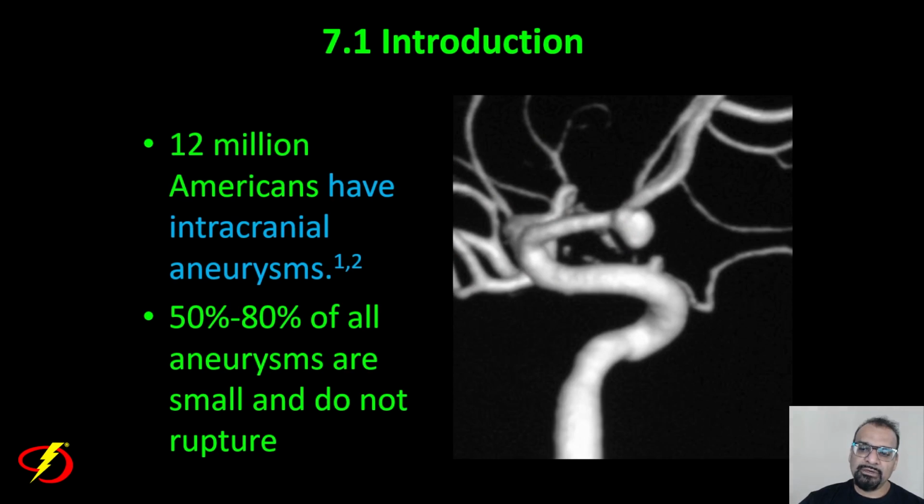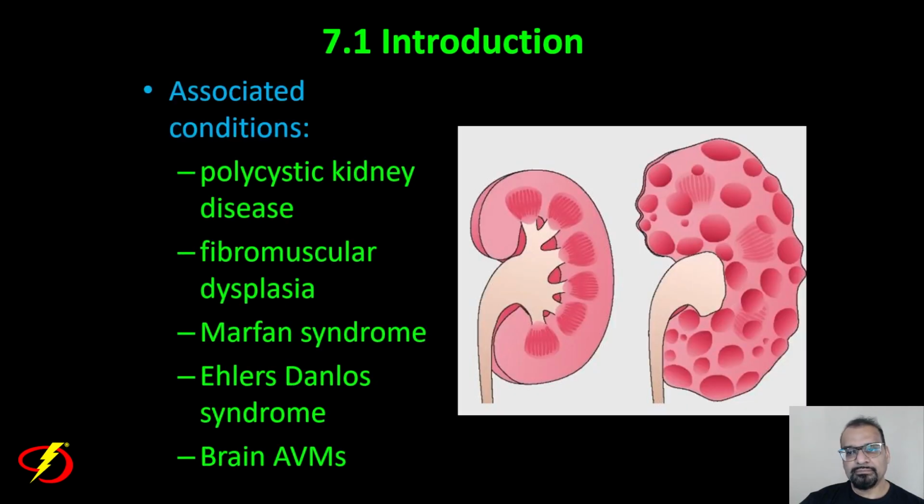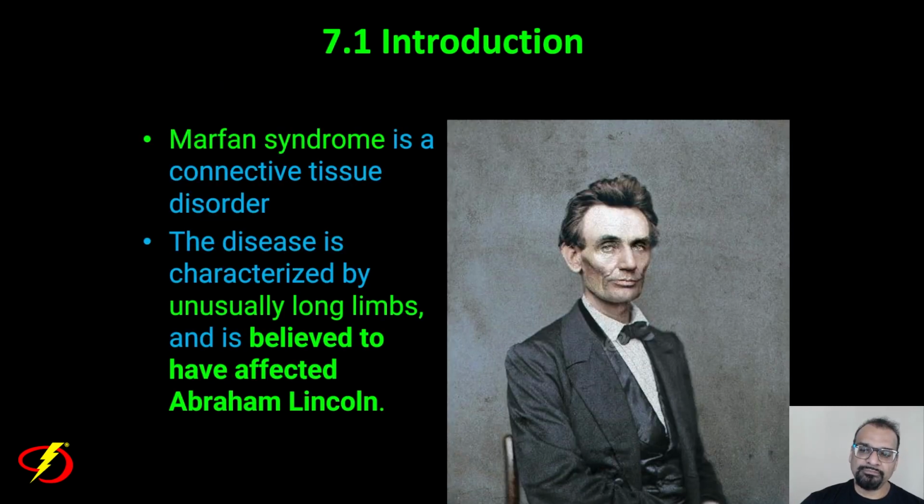Now, 12 million Americans have brain aneurysms. Fortunately, the vast majority of these are small and won't rupture. Now, there are other medical conditions that can be associated with brain aneurysms, such as polycystic kidney disease, fibromuscular dysplasia, Marfan syndrome, Ehlers-Danlos, and brain arteriovenous malformations. Now, why are these conditions associated with brain aneurysms? Again, we believe these conditions weaken the vascular wall integrity, allowing aneurysms to form.